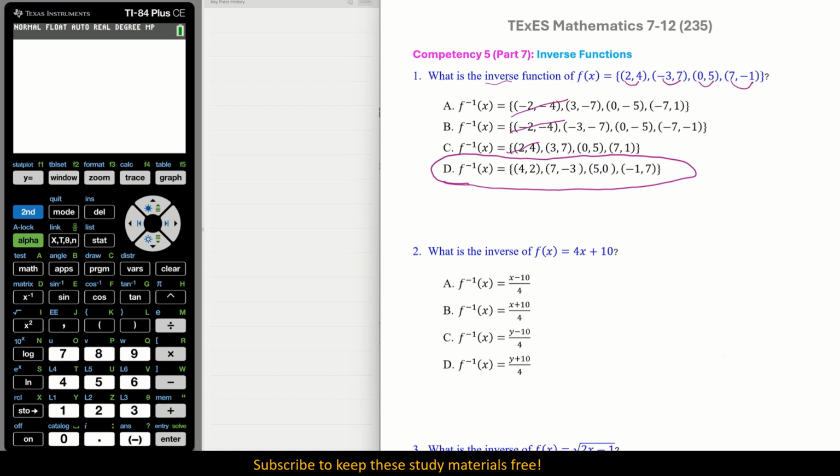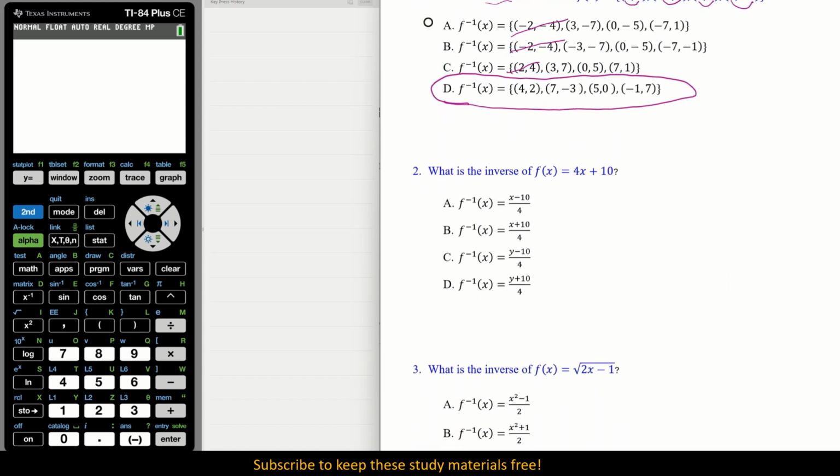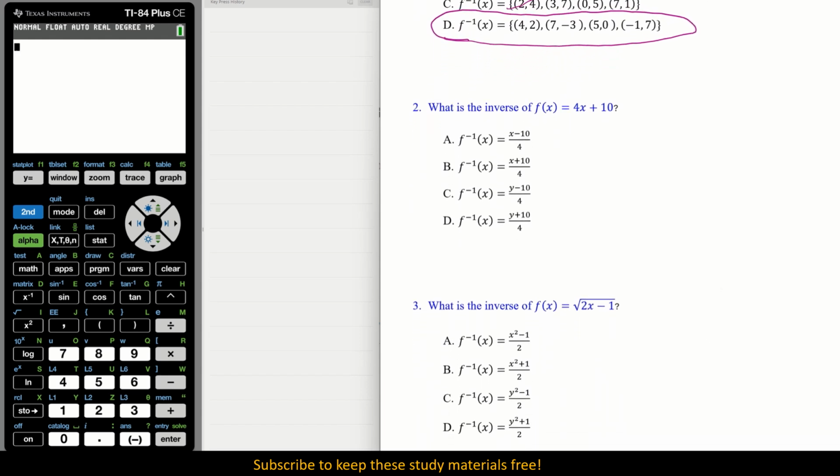What is the inverse of f of x equals 4x plus 10? Okay, we can do that by hand. And what we do is f of x actually equals y. And we need to rewrite this inverting our x and our y. So what do we really have? We're going to have 4y plus 10 equals x. Now we solve for y.